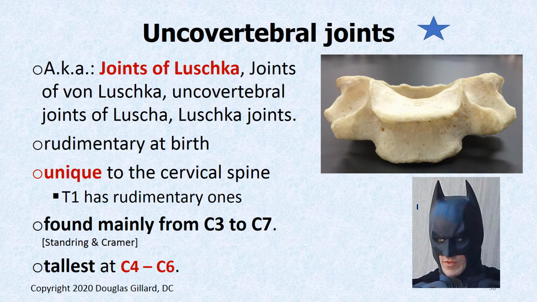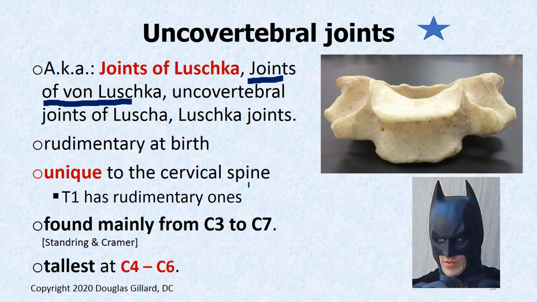All right, now we talked about Batman yesterday. So this is Batman. Everybody knows who Batman is. He's got those little ears pointing up. So Batman's ears, those are the uncinate processes I showed you yesterday in lab, and they're very interesting. They form part of what's called the Luschka joints or the uncovertebral joints. You have to know these AKAs: uncovertebral joints, Luschka joints, joints of von Luschka, joints of Luschka. Here's the joints of von Luschka.